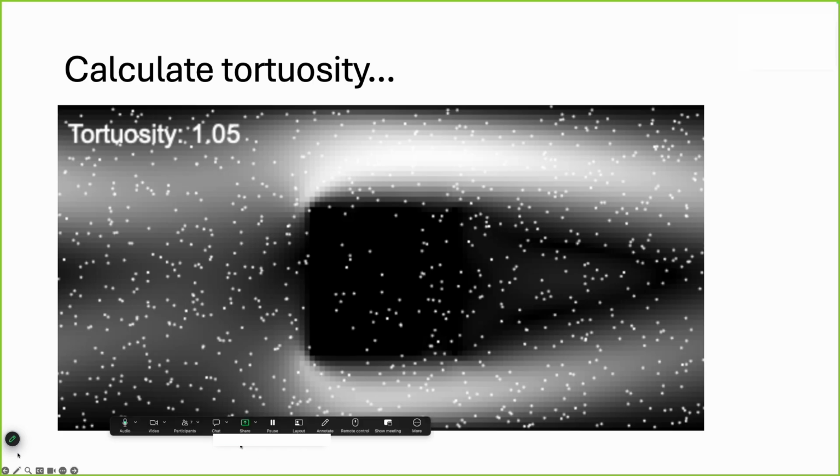Then I said, okay, so if it can compute tortuosity, by the way, this took me, writing a prompt was 5 minutes, because I had to think of how to plan it to make it work.